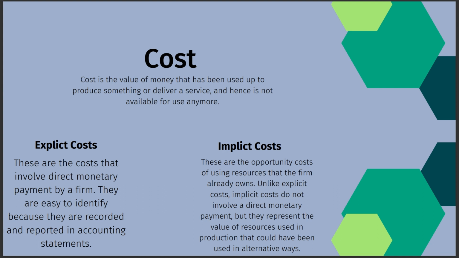Second one, implicit costs. These are the opportunity cost of using resources that the firm already owns. Unlike explicit costs, implicit costs don't involve a direct monetary payment, but they represent the value of resources used in production that could have been used in alternative ways. Examples of implicit costs include the opportunity cost of using owners' funds rather than investing them elsewhere, the opportunity cost of using a firm-owned building for business rather than renting it out, and the opportunity cost of the owner's time spent working in the business rather than in an alternative job.